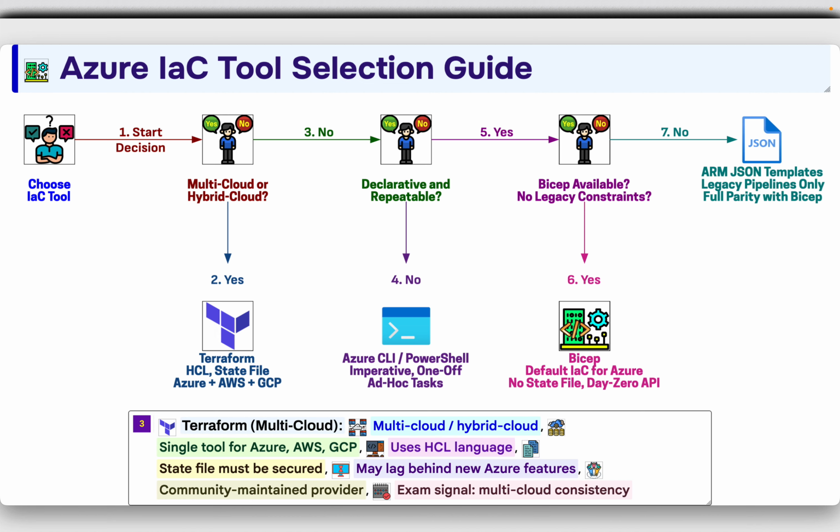Choose Terraform when the scenario describes multi-cloud or hybrid cloud infrastructure. It provides a single tool for Azure, AWS, and GCP using HCL language, which is HashiCorp Configuration Language. The state file must be secured. It may lag behind new Azure features because the community maintained provider needs updating. The exam signal for choosing Terraform is always multi-cloud consistency.